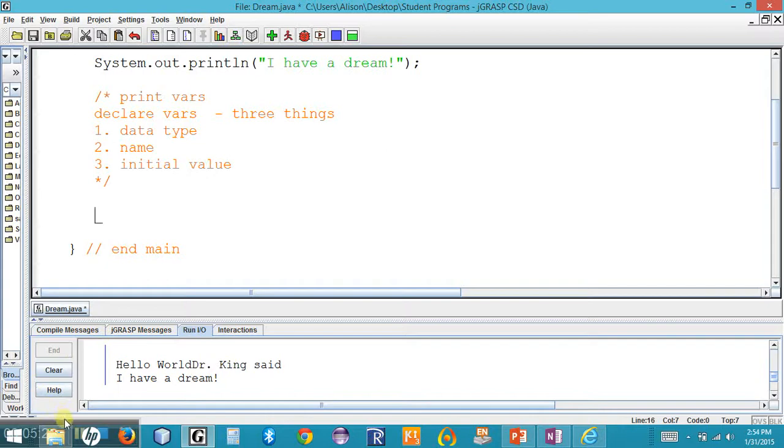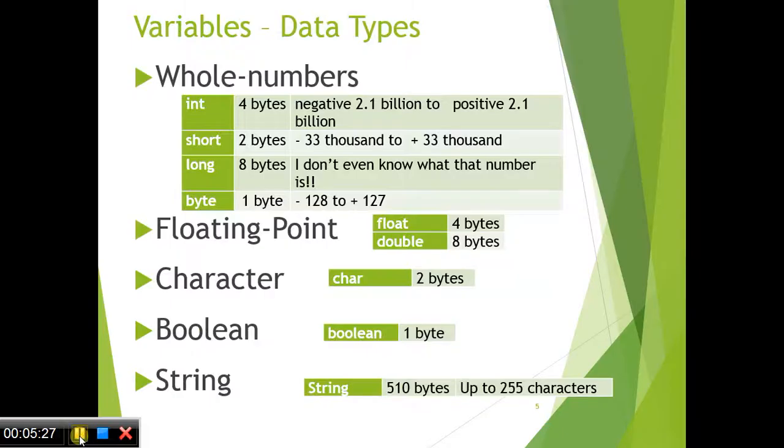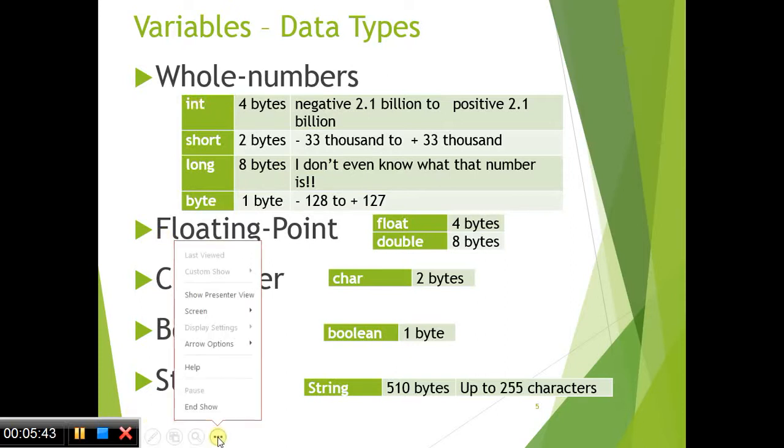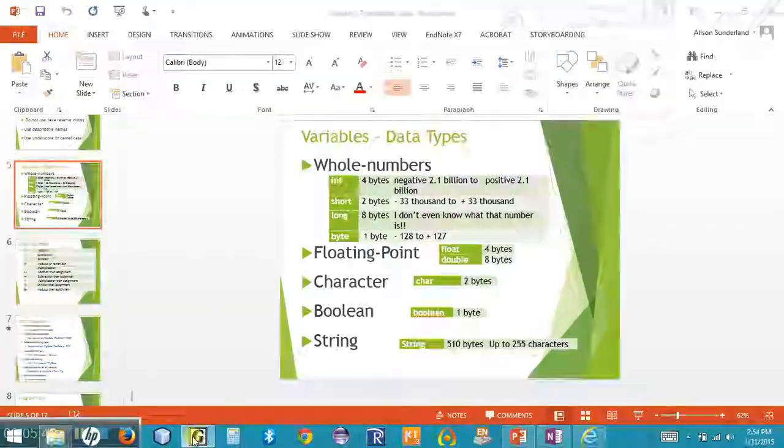Let me go back and look at my data types again. All right, here's a list of my data types. I'm going to create a variable that will contain a whole number. And for our general default use, we will use int. Java is case sensitive, so I need a lowercase int. So let's come down here and let's create a whole number variable.